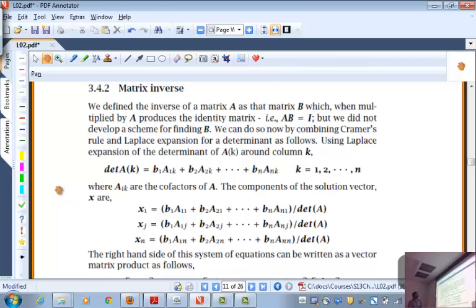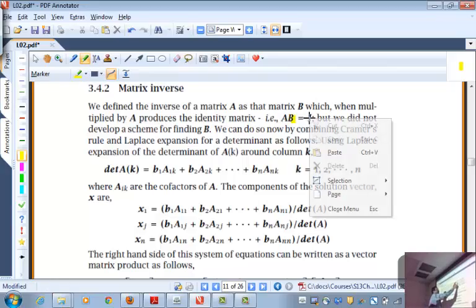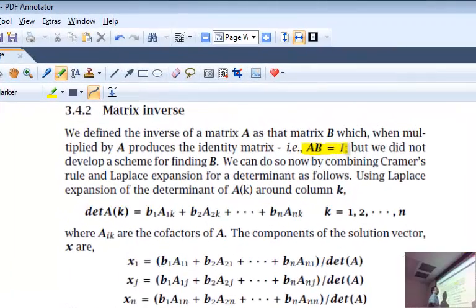So we already saw conceptually what an inverse is. Okay, an inverse is such that if I multiply the two matrices, I should get the identity matrix. So A is given, B is what we want to find out, and B is what we call the inverse of A.